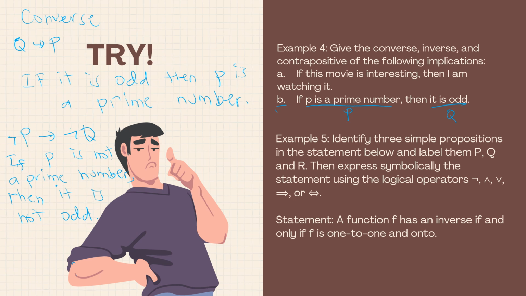Okay, then last one, contrapositive. Not Q. If not Q, then not P. So, if it is not odd, then it is not a prime number. Okay. Any questions?